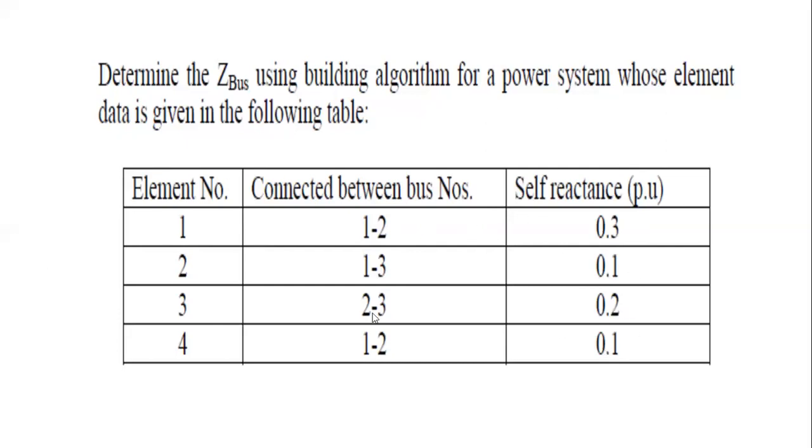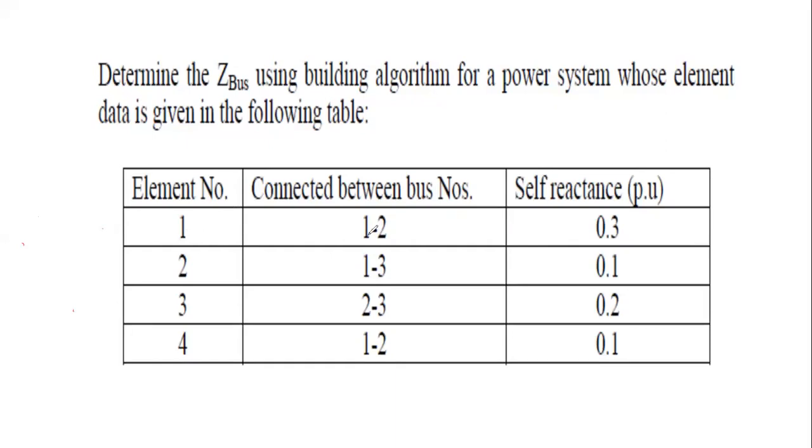This is the given table, and by using this table, we form the Z-bus building algorithm. How will we draw it first? To find the Z-bus building algorithm, first we take the number of buses. We have bus 1, bus 2, and bus 3.